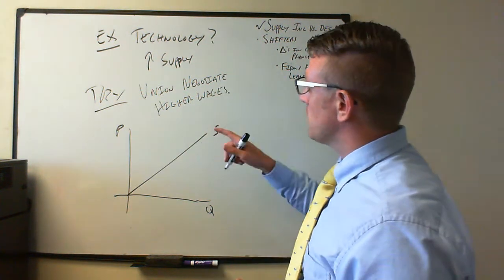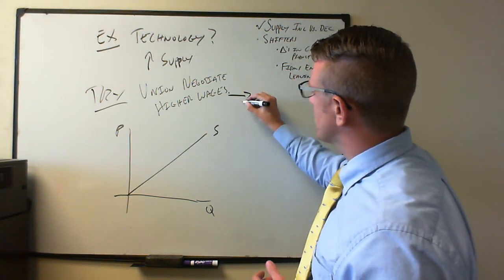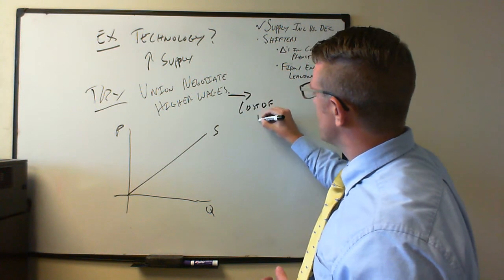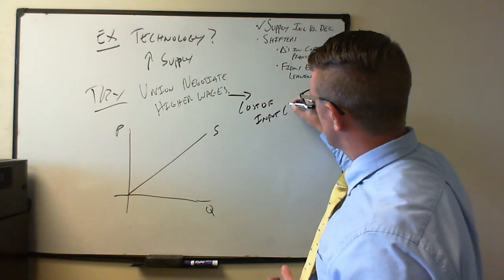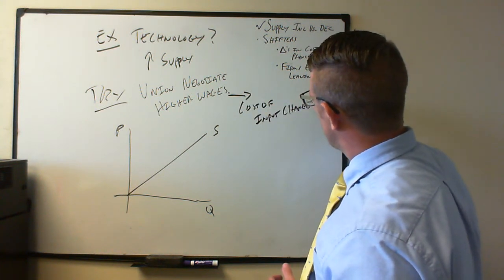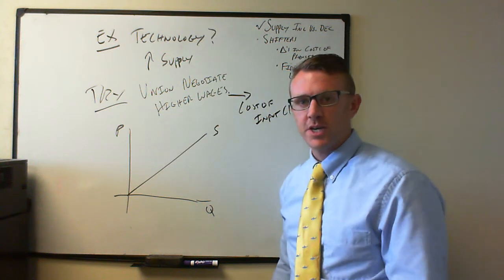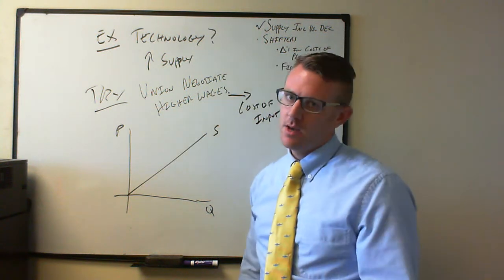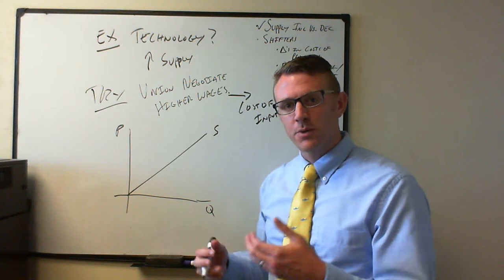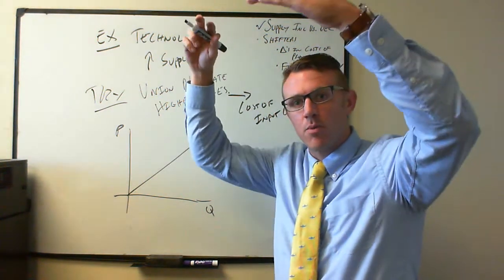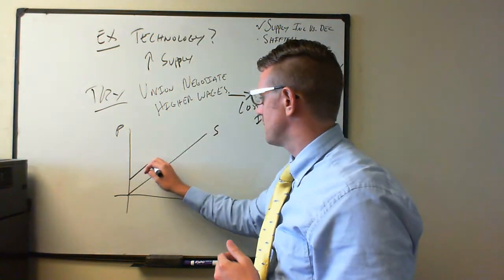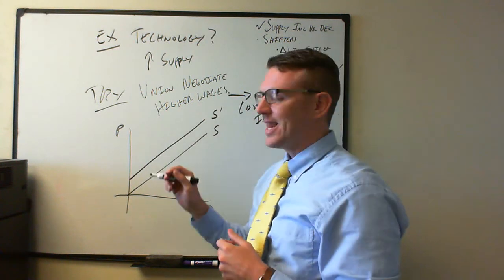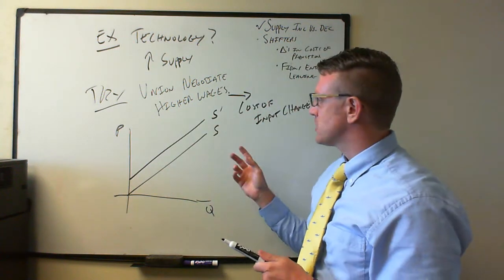Okay, so what has happened here, this shifter is called a cost of input change. Workers are an input to production. When their cost goes up, firms have to pay more to produce the good, so they're going to ask for higher prices. That's a leftward supply shift.